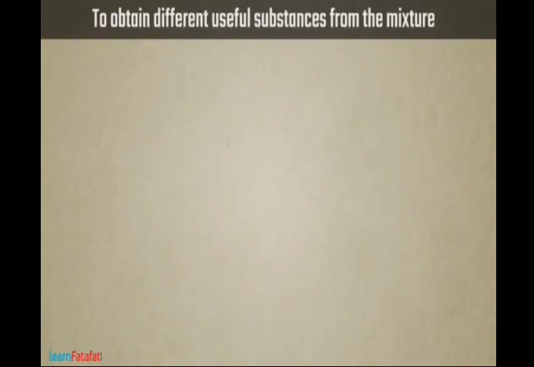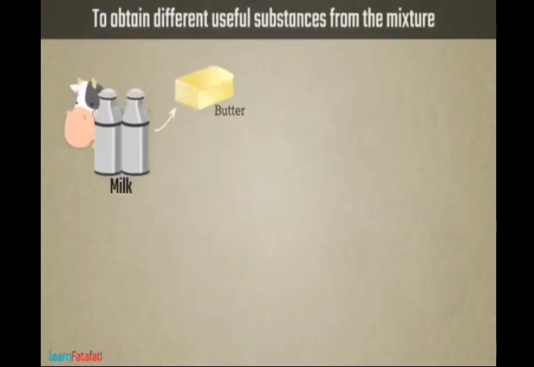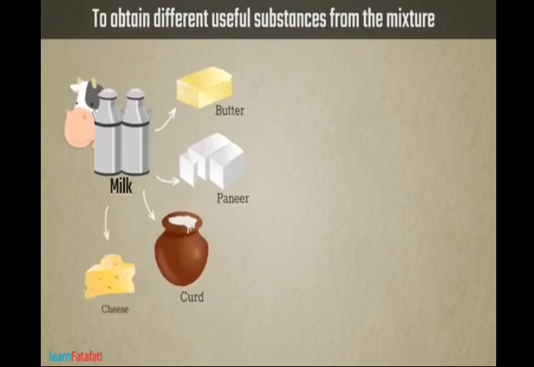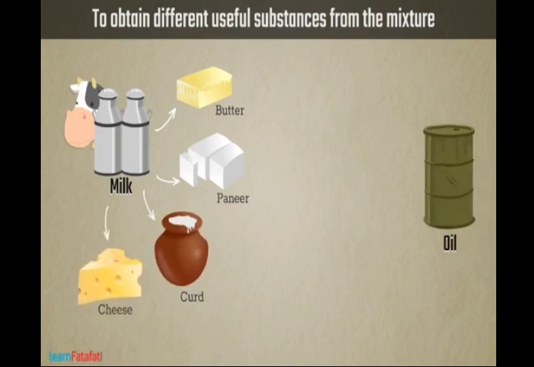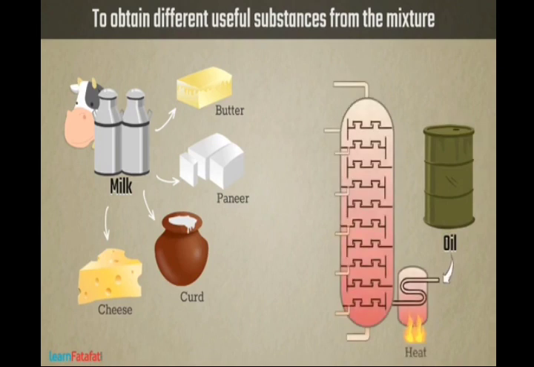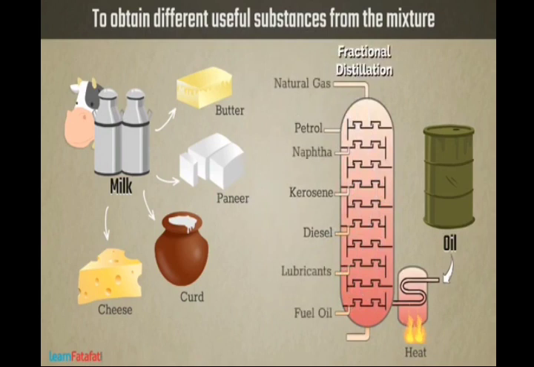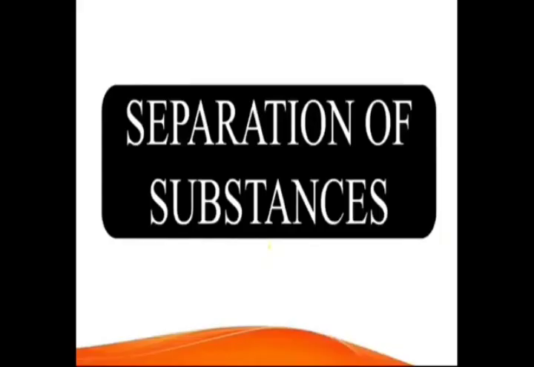To obtain different useful substances, you can have many more examples. From milk, you will get many milk products like butter, paneer, curd, cheese, etc. That also you can separate. And in the case of oil, from where will you get oil? You know, petroleum refining. After petroleum refining, you will get many petroleum products such as diesel, petrol, etc. This is an important separation.